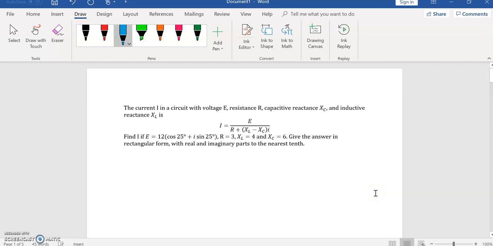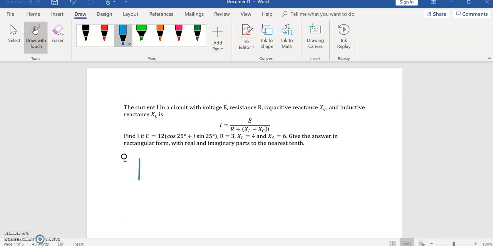Okay, we have the current I in the circuit with voltage E, resistance R, capacitive reactance X sub C, and inductive reactance X sub L in this equation. We're going to find I, and then we're given all the rest of the equations. So I'm going to start by filling those in.